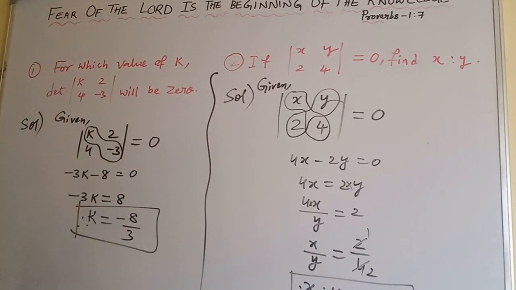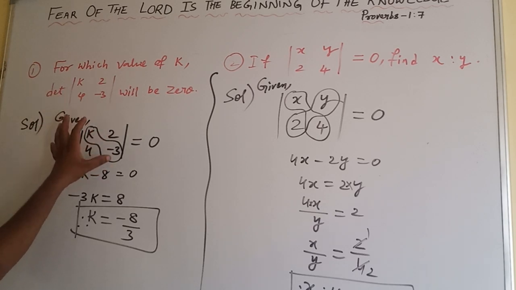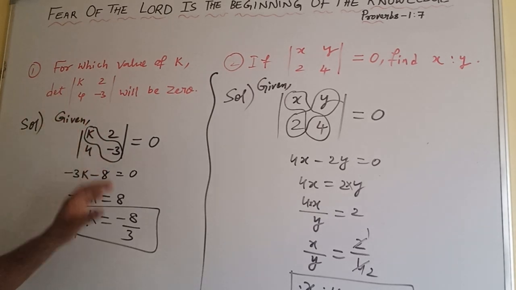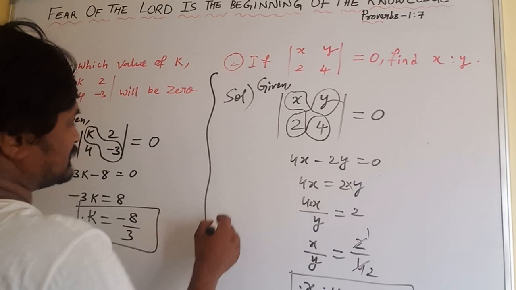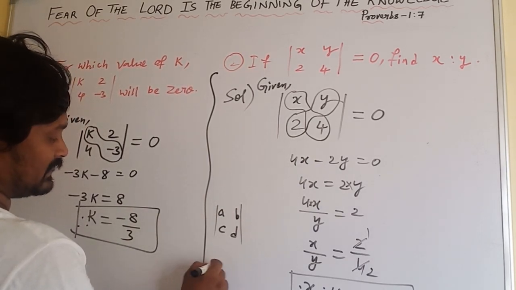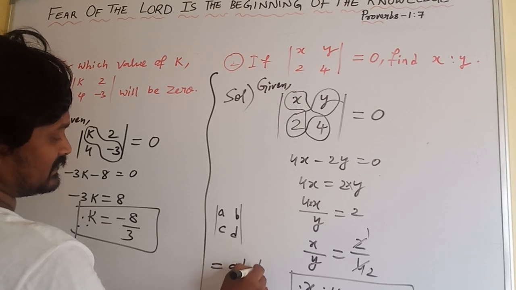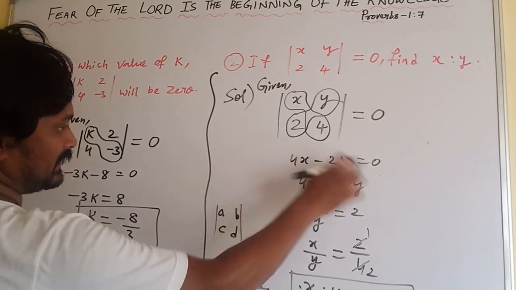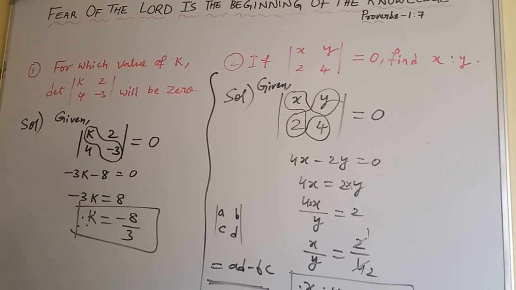So very simple questions like this you have to solve, and always remember, if you want to remember this in a simple manner, this modulus will be like a b c d. If that is the case, ad minus bc is the formula. Apply this formula, get your answer. So that is about your first and second. Let's move on to the third.